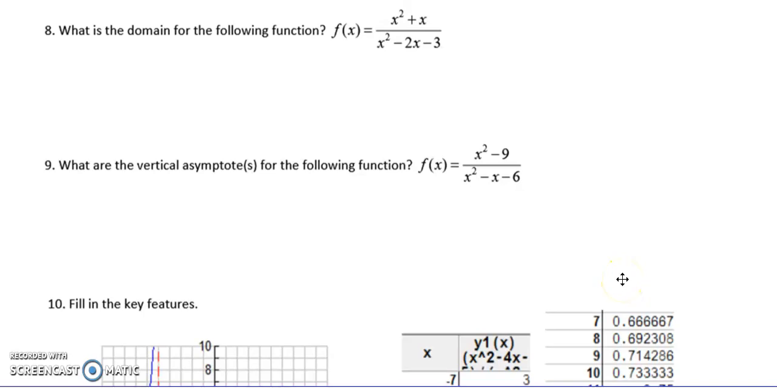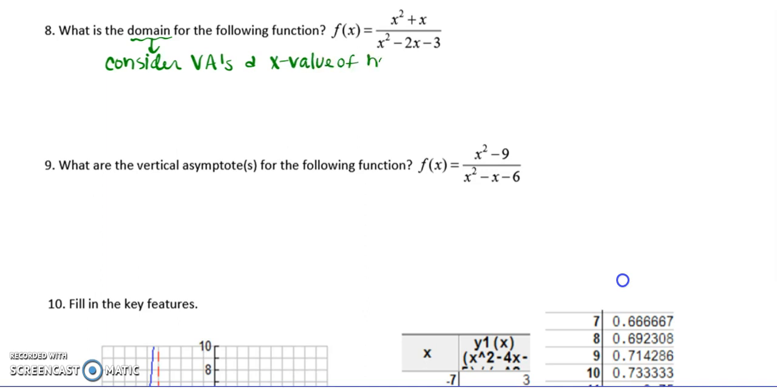Alright guys, so it says, what is the domain for the following function? So I want you guys to think about this. What's going to restrict your domain? So you have to consider your vertical asymptotes and the x value for your hole.